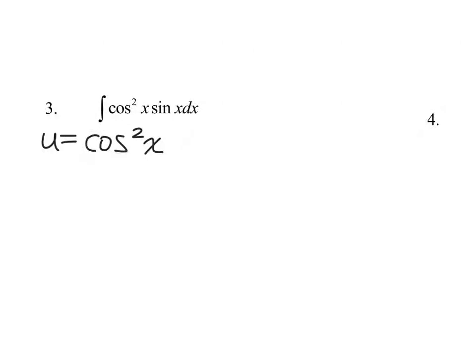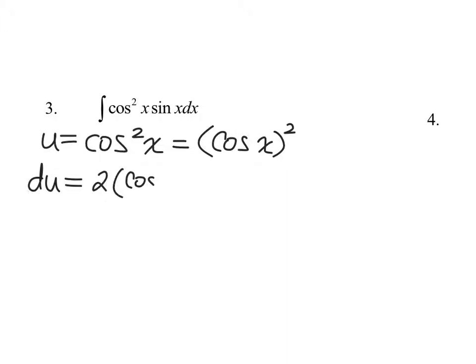All right. When I take the derivative of this, I'm going to get du is equal to, it's chain rule. The trig functions are kind of weird when it comes to that, because cosine squared of x is the same as cosine of x as a quantity squared. So when I take the derivative of this, it's the same as 2 times cosine x times negative sine of x.